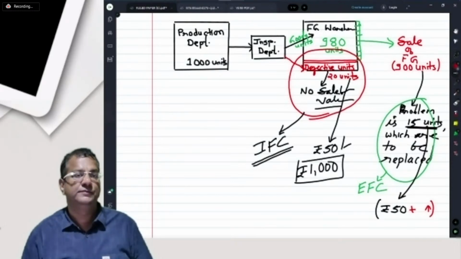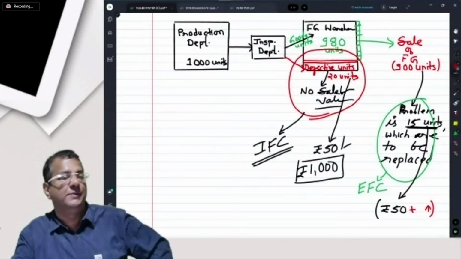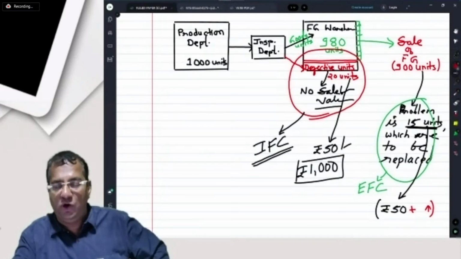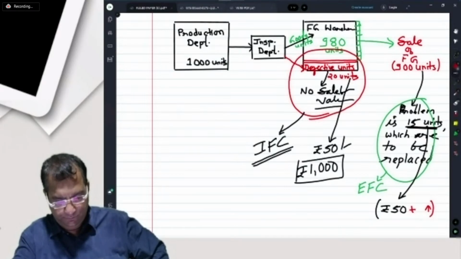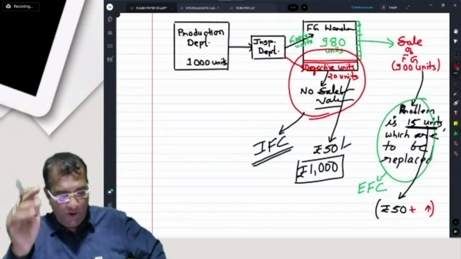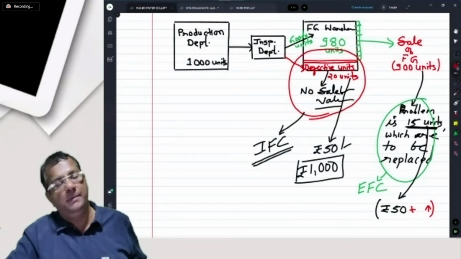Third point: internal failure is 20% of units manufactured. And you have already written in the very first line that you have to find out how many units have been produced during the period. Let's go, very good calculation.